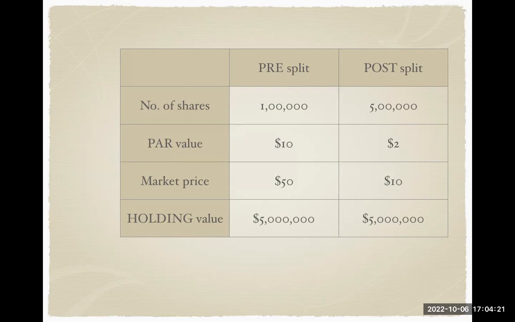Post-split, the number of shares increases to 500,000. That's because the par value has reduced to $2. The market price, therefore, consequentially reduces to 1/5 the value. From $50, it becomes $10. The holding value remains the same. That is 500,000 shares multiplied by $10. That's $5 million. This is stock split.